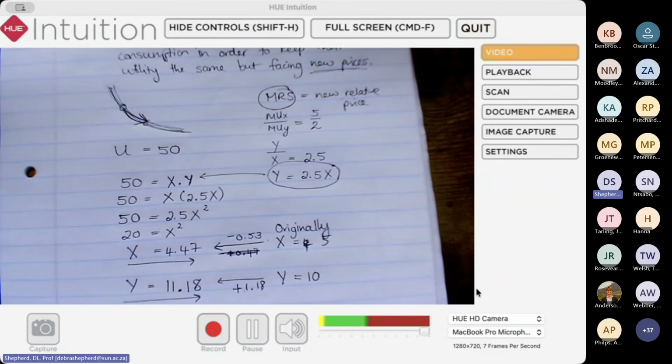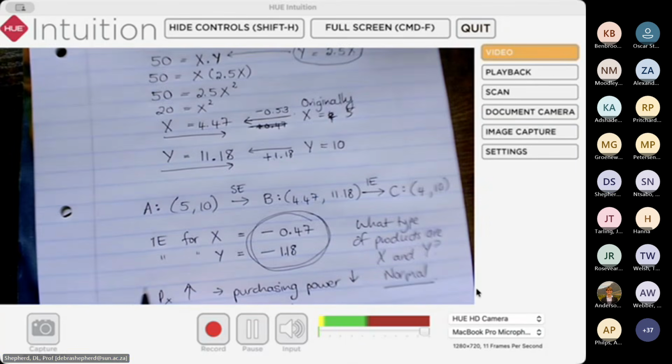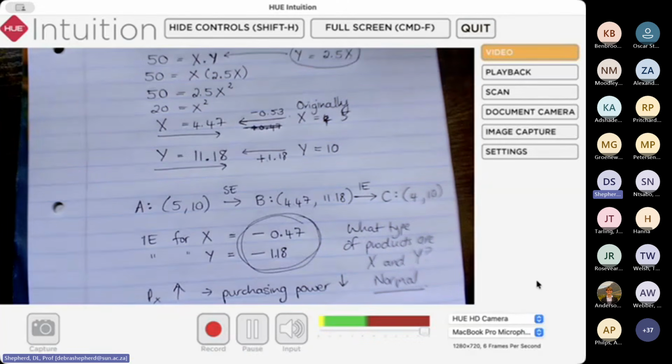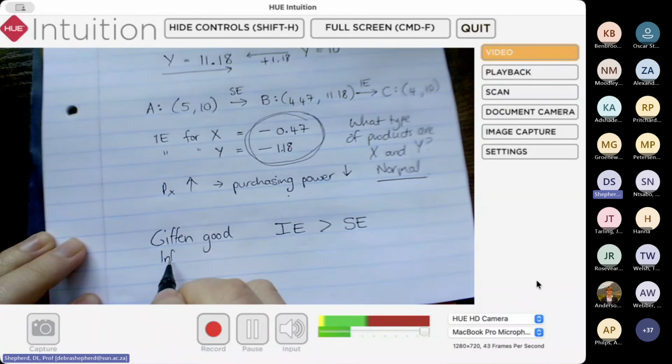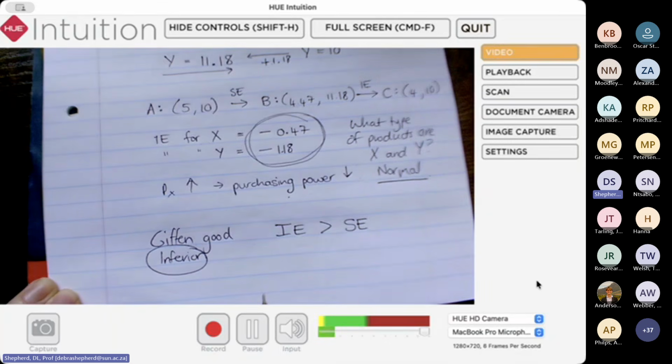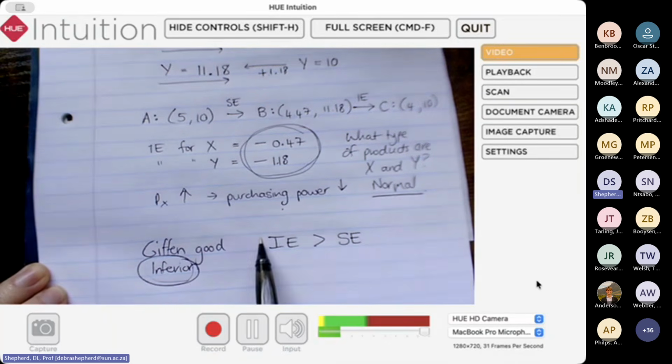What should have happened here to classify these as Giffen goods? Okay, that's a great question. So a Giffen good is classified by the income effect exceeding the substitution effect. A Giffen good is an inferior good. So we have to interpret the income effect and substitution effect in relation to that, but it's an inferior good whose income effect is larger than the substitution effect.